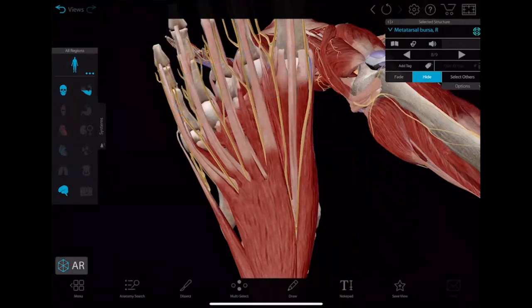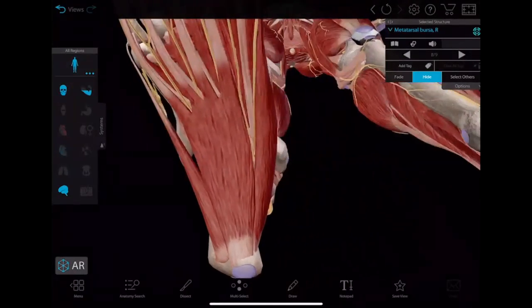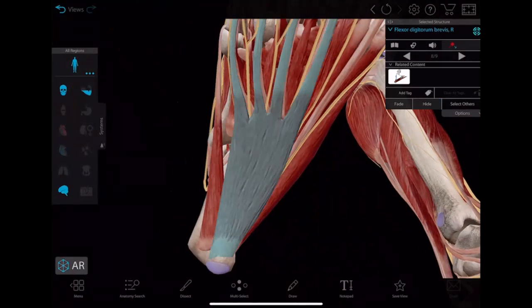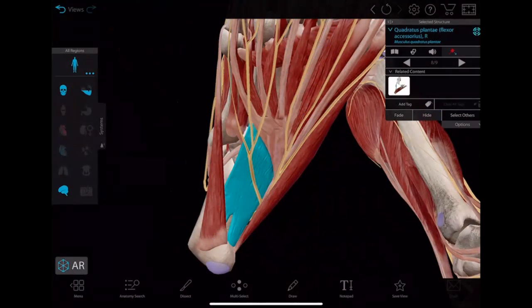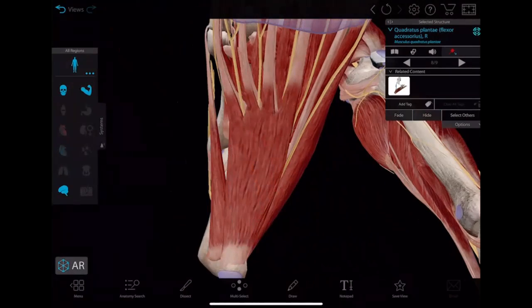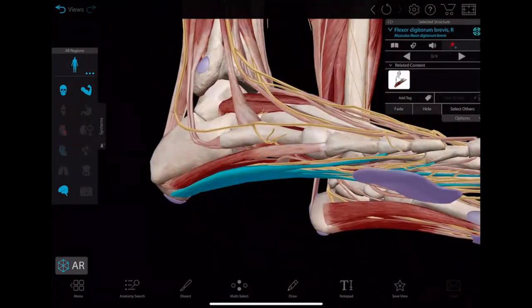We'll see how it is coursing. So this is this side, right? This is flexor digitorum brevis and this one is flexor accessorius, quadratus plantae. So this lies between these muscles. If we remove this muscle, okay, so this is the lateral plantar nerve now.